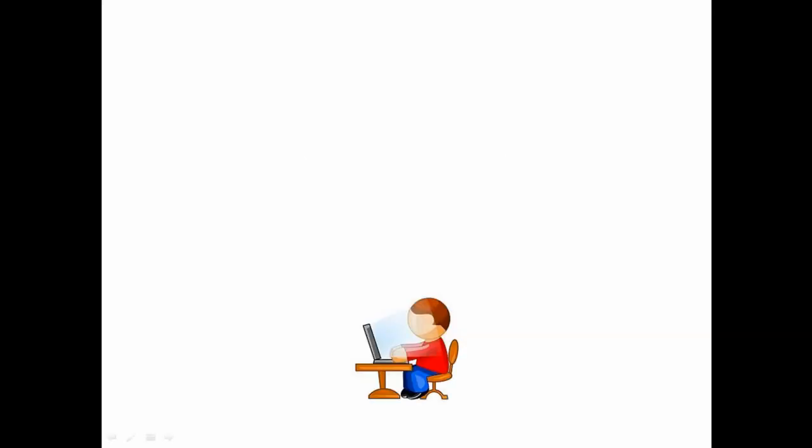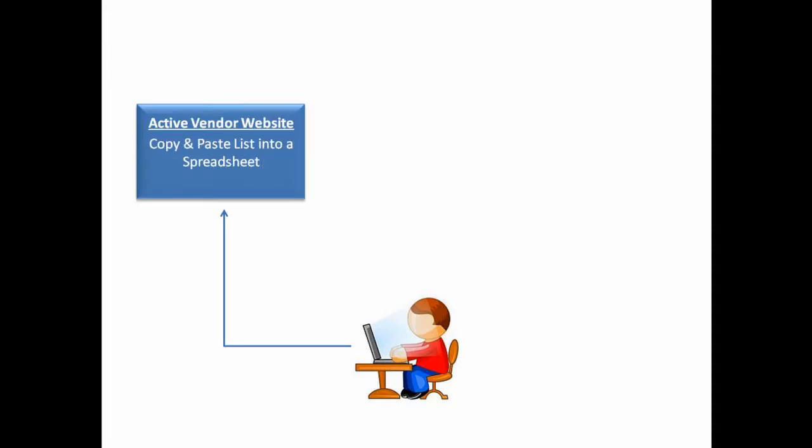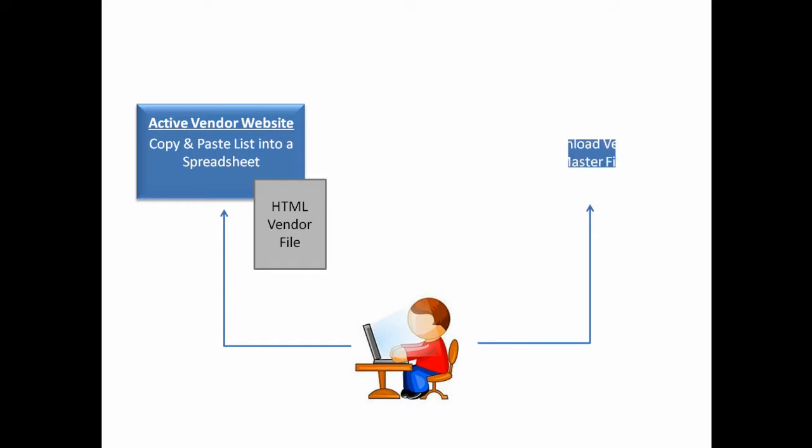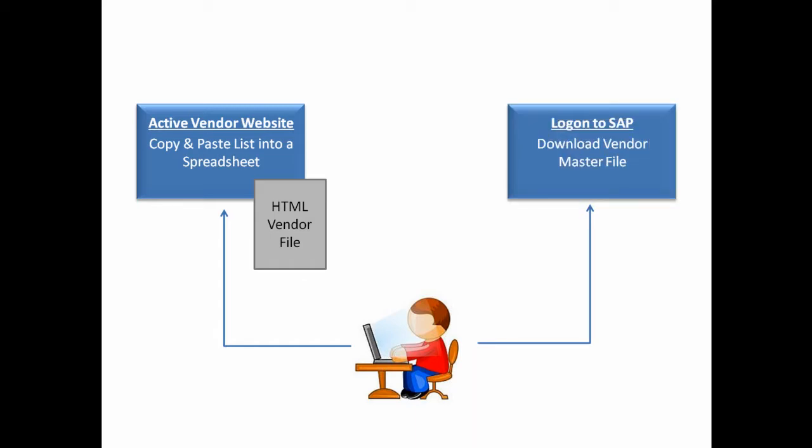Let's start by looking at the manual process described by one of our customers. An employee first goes out to a third-party website where active vendors are determined and maintained. From here, a vendor list is copied into a spreadsheet. The vendors in this list must be in SAP, as they are the current accounts. Next, the employee must log on to SAP, navigate to the vendor master table, and download the records into a specific format so he can compare against the third-party file.